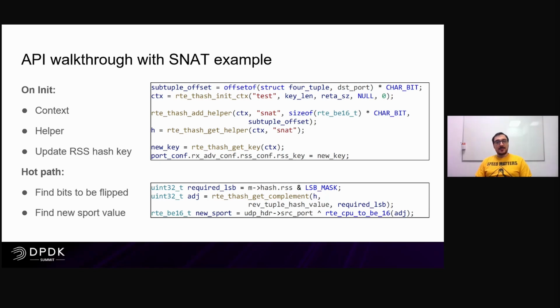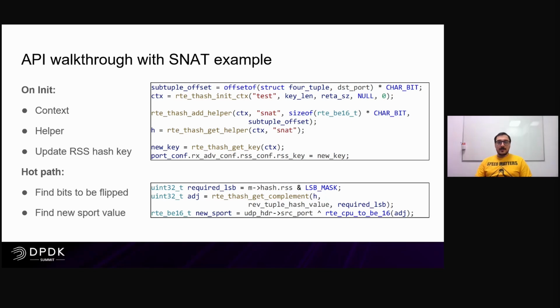At this stage, the previously created RSS key will be adjusted to include a specially crafted bit sequence at a specified bit offset. Also, the complementary table is built at this stage. And finally, we need to install the updated RSS hash key into the target NIC.